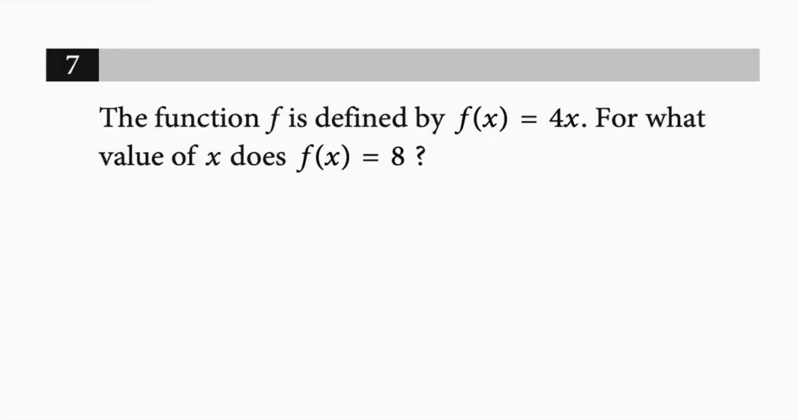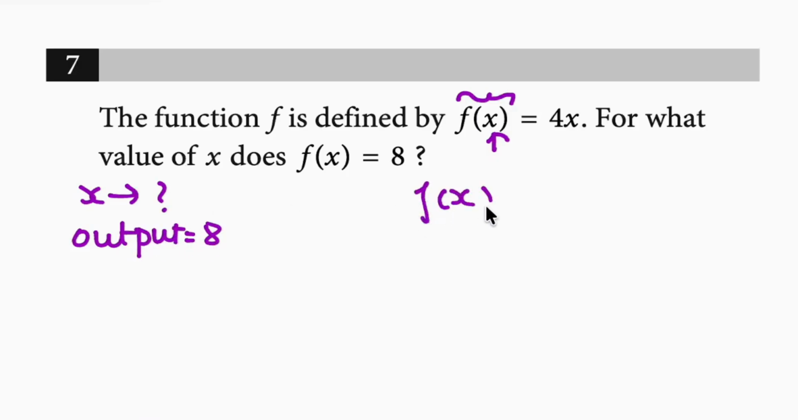Let's start question 7 of second module of bundle 10. The function f is defined by f(x) is equal to 4x. For what value of x does f(x) equal 8? So here f(x) is the output, right? And this x is the input. Now for what value of x? That means here the input is missing, but the output is 8. That is what our question is.